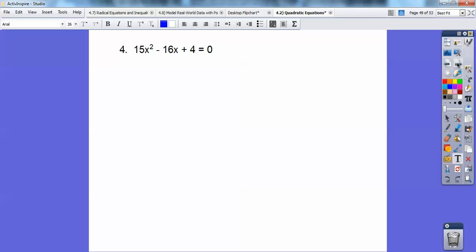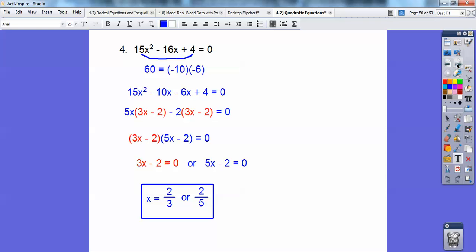Okay, let's try this one. Do it again. 15 times 4 is 60. Factors of 60 that add to this are negative 10 times negative 6. And then it just factors. Factor by grouping again, you get 2/3 or 2/5. You can get those same answers with the quadratic formula. I highly recommend factoring it first though.